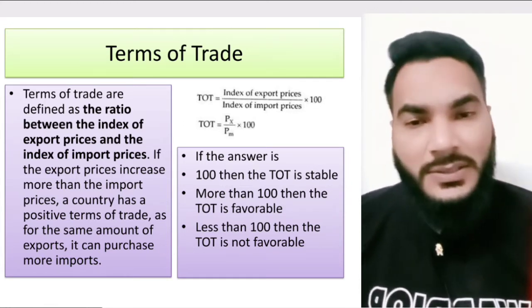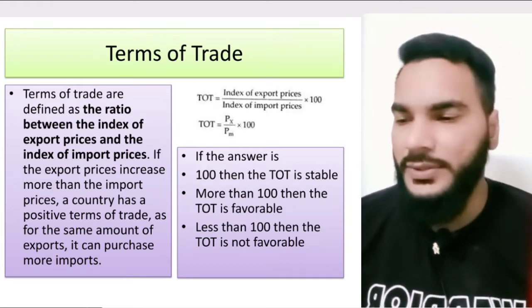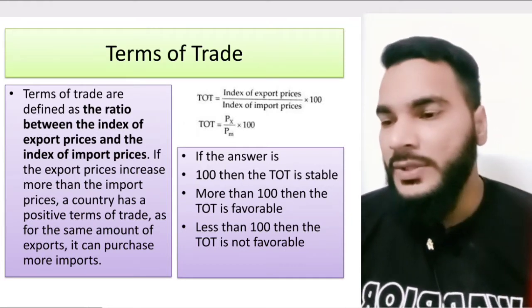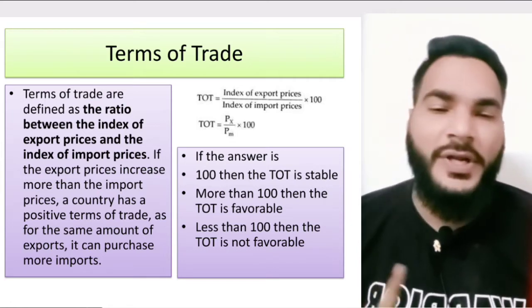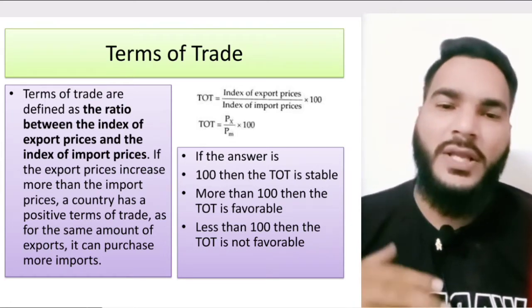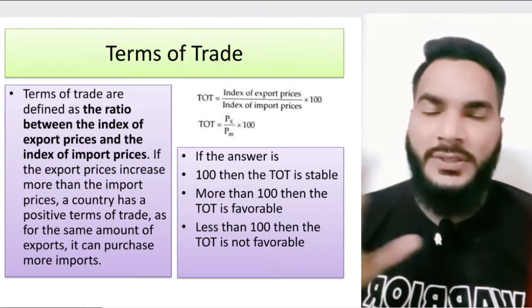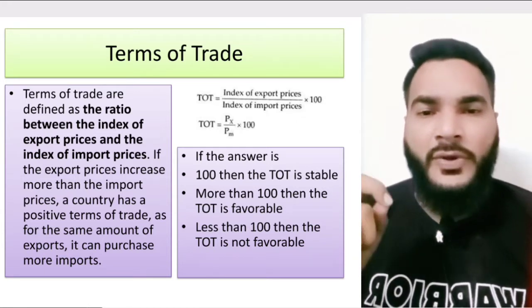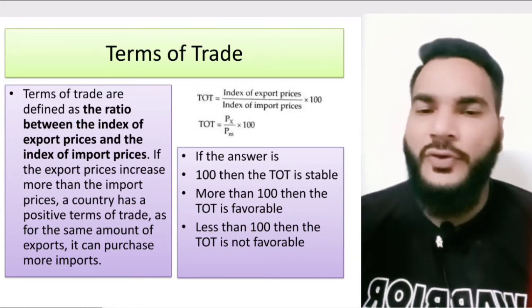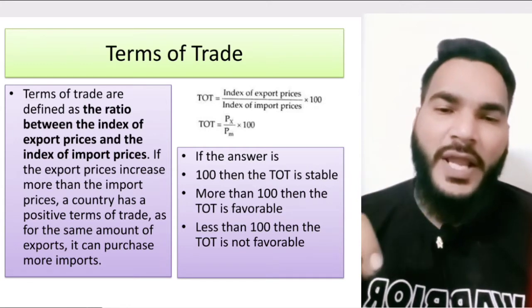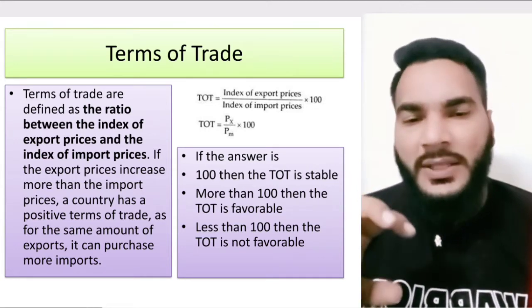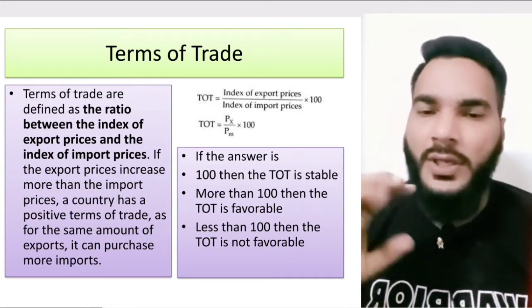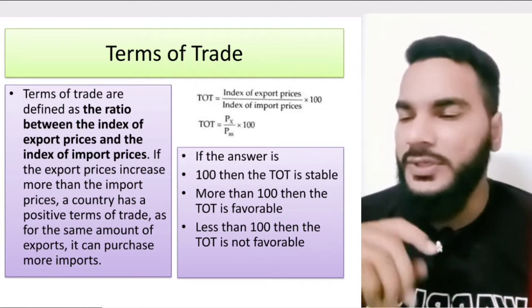Now we'll get three different kinds of answers. So if your answer is 100, then the terms of trade is stable. That's the same amount. Let's take an example. If your export amount is 1 lakh rupees, and you are importing the same amount of goods, 1 lakh rupees, then your answer would be 100. So in that way, your international trade is stable.